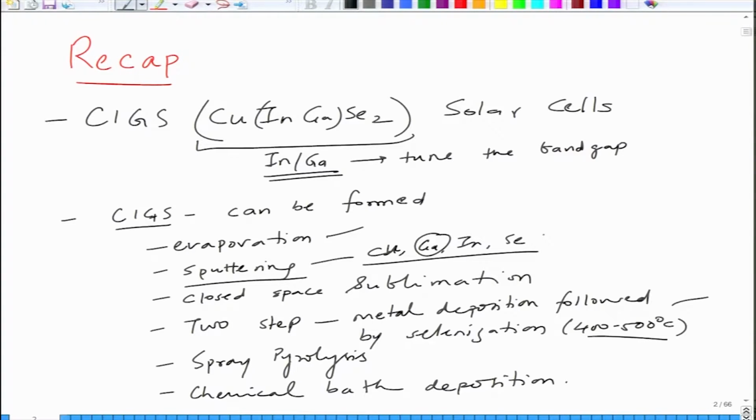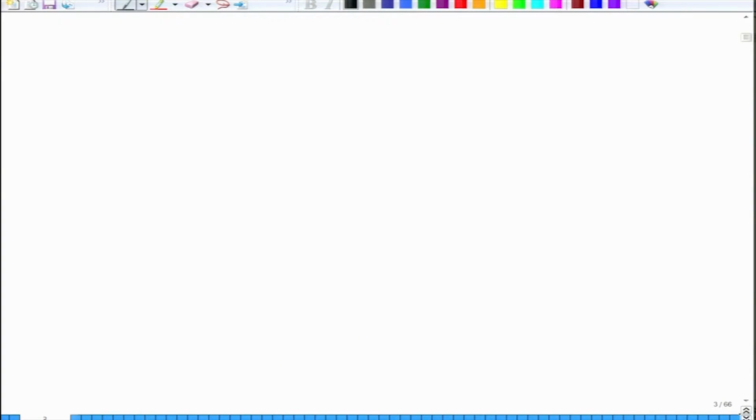So, as a result, sputtering may require to be done from compound sources, and then of course, when the plasma species reach the surface of the substrate, they react and form the compound. So, these are various processes by which you can synthesize CIGS.